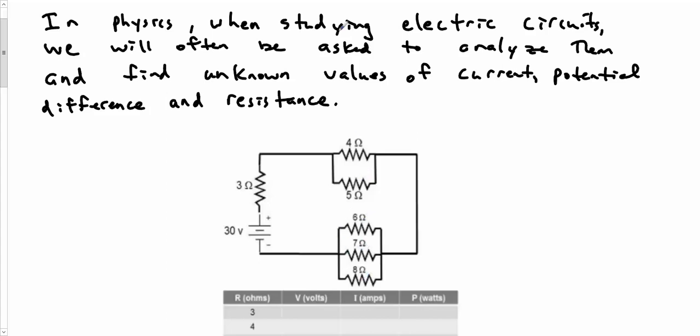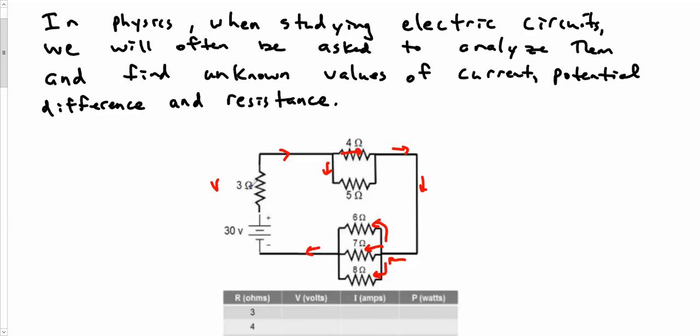You might be asked to find the potential difference that's being lost here. You might be asked to find the current in this wire. You might be asked to find the current that goes in this wire, the current that goes this way, and so on. Those are all just current values.